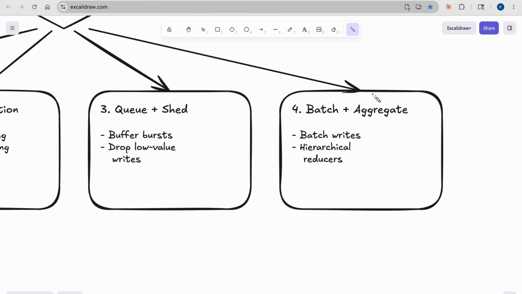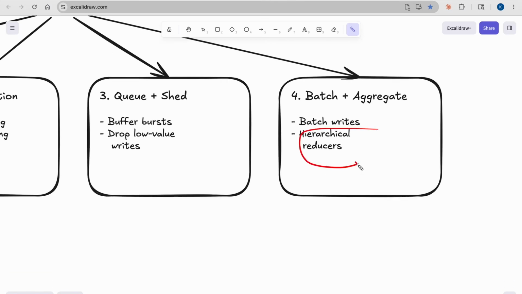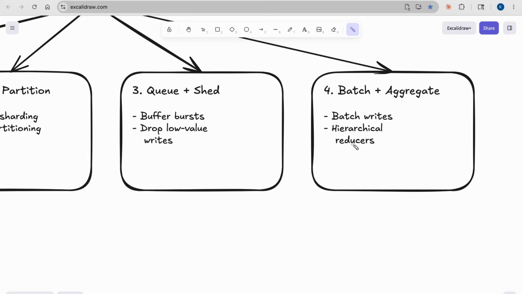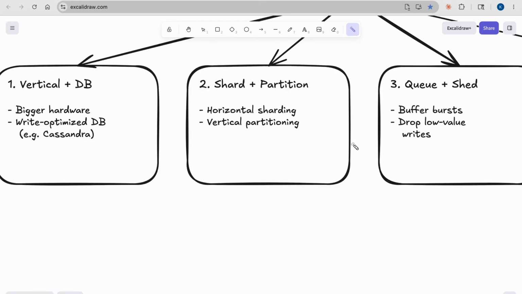The fourth is batching plus aggregation, where we'll batch writes mostly when we are looking at aggregate-related and analytical queries. And hierarchical reducers is a complex approach, kind of a very edge case, which we'll talk about in the live commenting use case. We'll discuss that. Now let's elaborate on the first one.